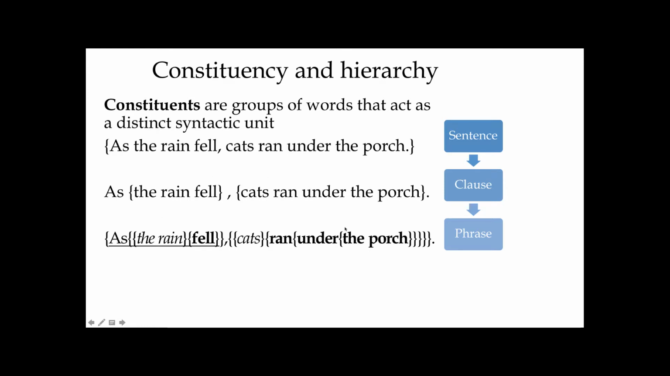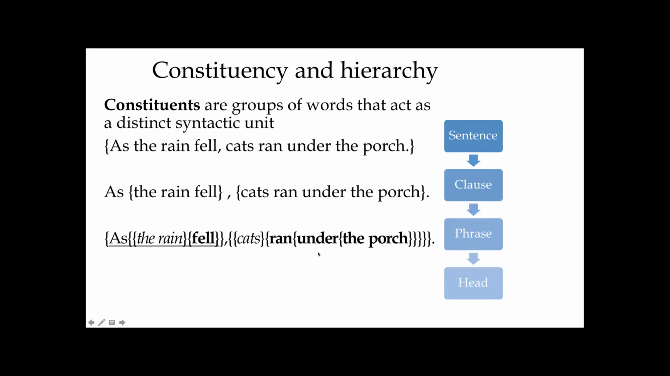"As the rain fell, cats ran under the porch." So I have these phrase-level groupings here: the porch, under the porch, ran under the porch, the rain. And then each one of these words would itself be a head. So in terms of the syntax, the sentence is made up of many different heads. "As" is a kind of complementizer here. You could think of it as a subordinating conjunction, which might be the word you've heard for that before. "The" is a determiner, "rain" is a noun, "fell" is a verb, "cats" is a noun, "ran" is a verb, "under" is a preposition, "the" is a determiner, "porch" is a noun. So these are all heads.